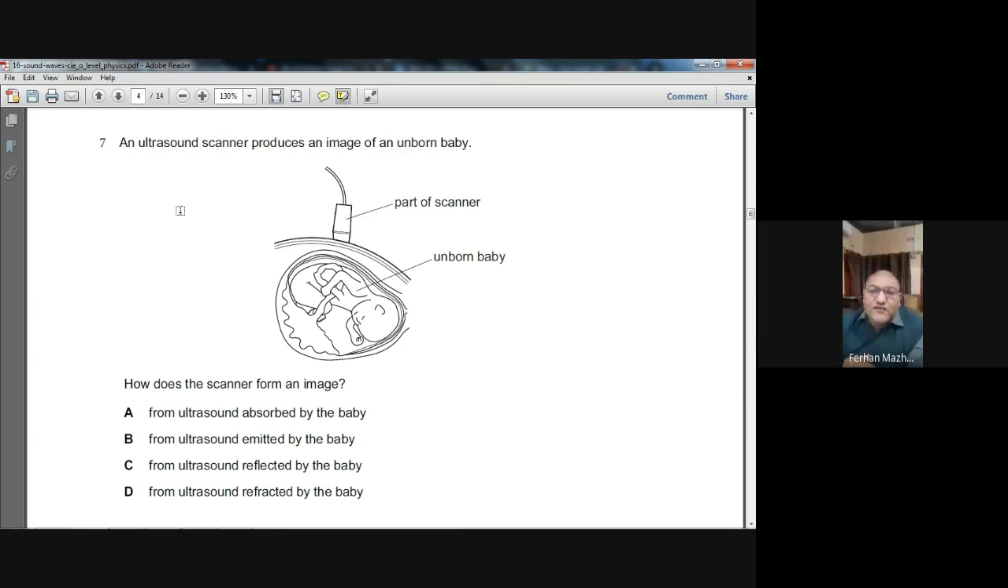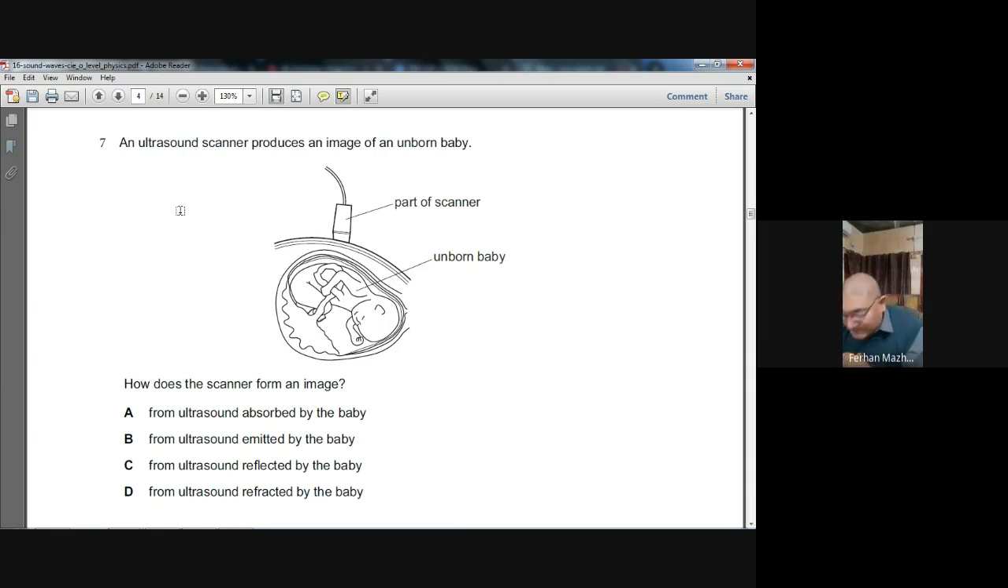How does the scanner form an image? From ultrasound absorbed by the baby? Reflected by the baby. From ultrasound emitted by the baby? From ultrasound reflected by the baby? From ultrasound refracted by the baby?